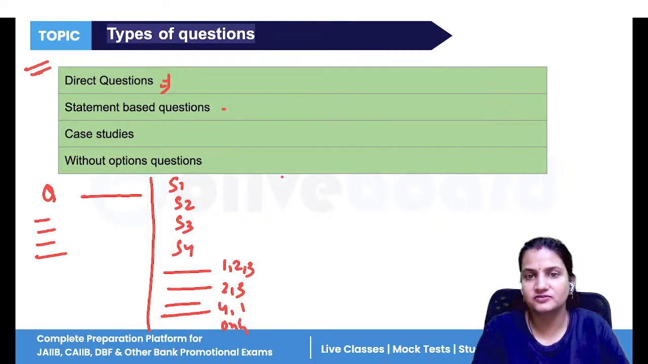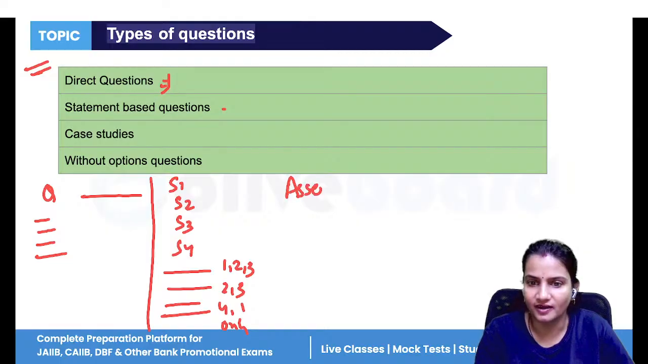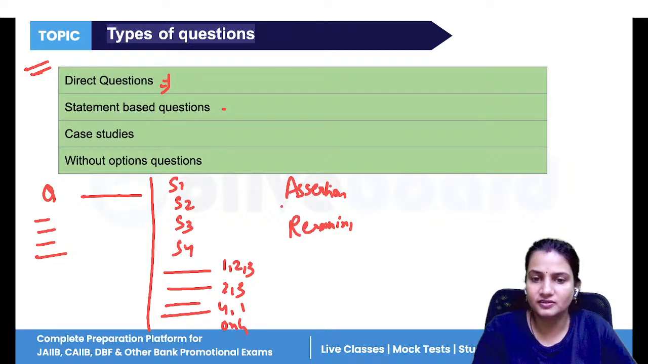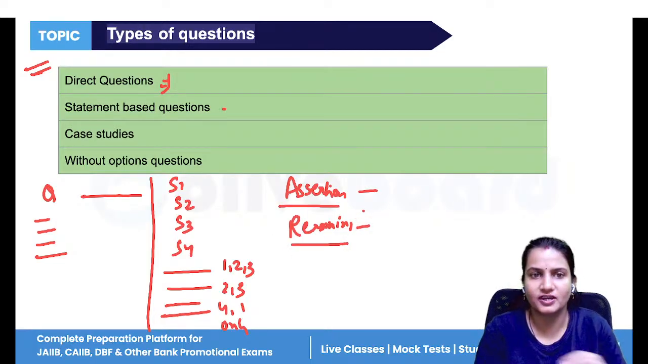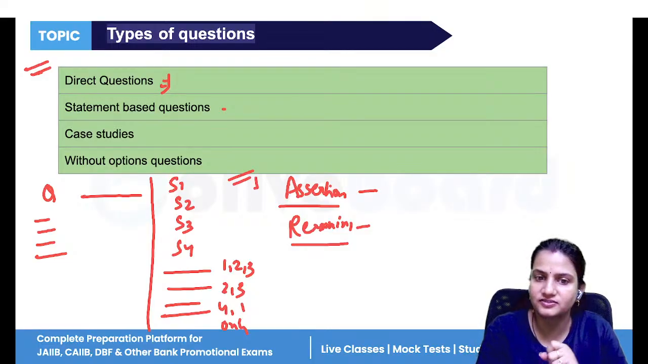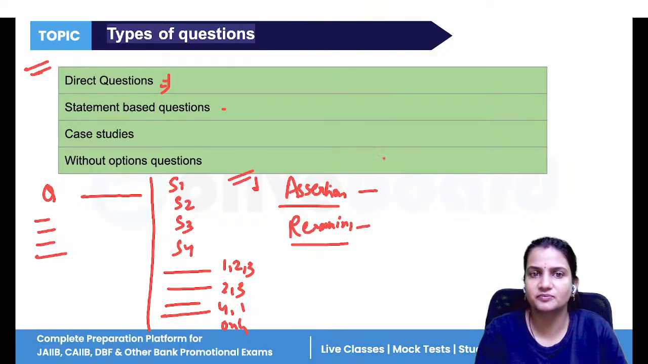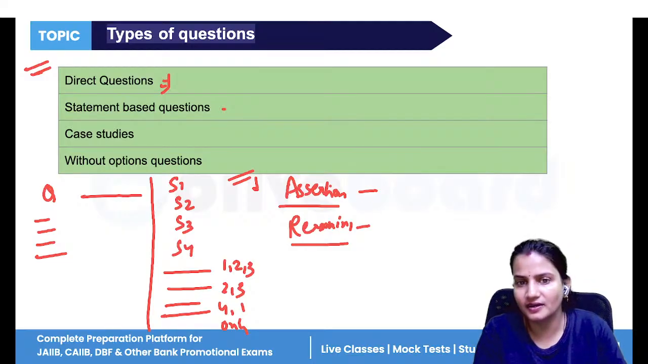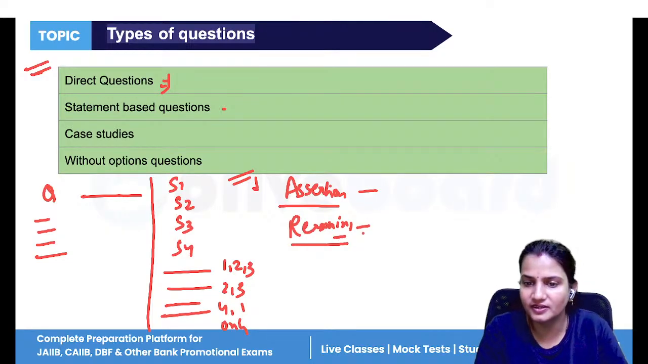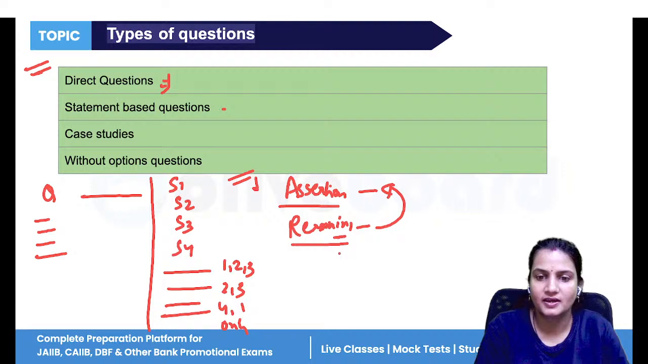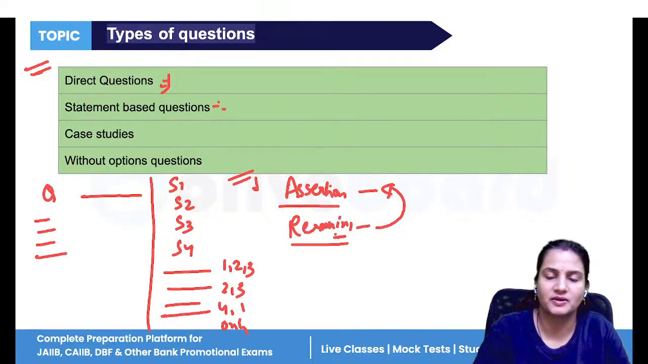Now, another type of statement-based question is assertion and reasoning. So an assertion is given to you and its explanation is given to you. First, you have to check whether these 2 statements are correct. If yes, this is correct. Next step, you have to check whether these 2 statements are related to each other. If they are related to each other, it means the reasoning is correctly explaining your assertion. If they are not related to each other, it means the reasoning is not correctly explaining the assertion. So these are the statement-based questions.